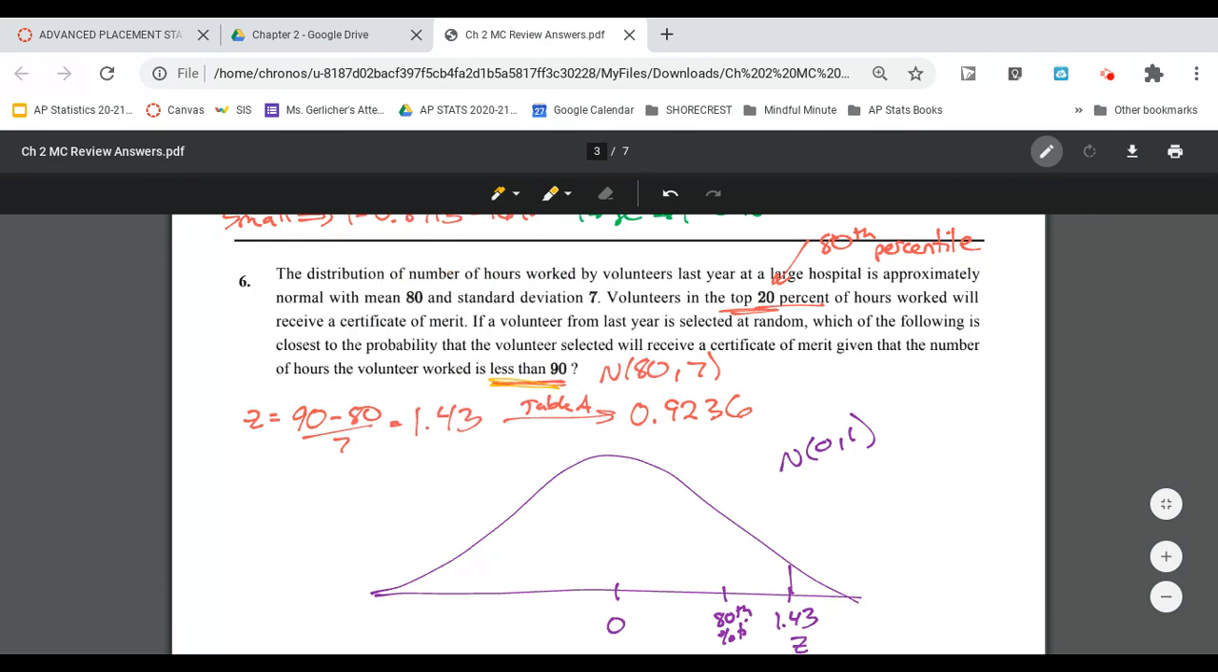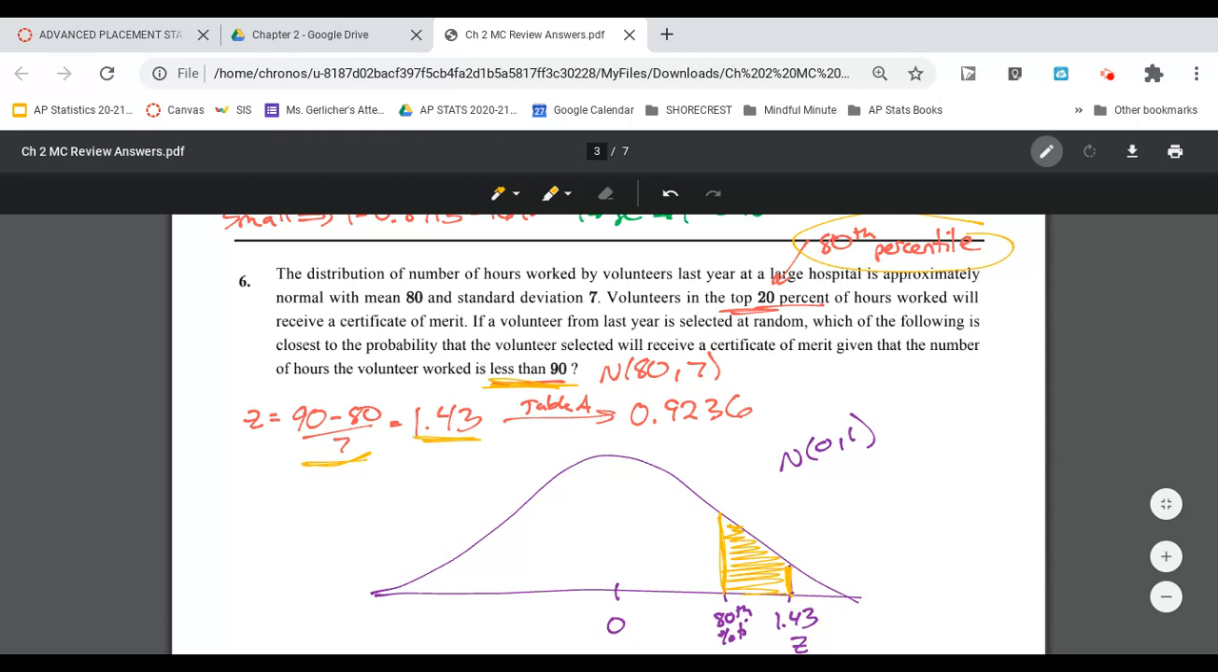was I tackled this less than 90 bit, and I turned it into a z-score to figure out where that is. And it ended up being, I just guesstimated on the picture, right there-ish. And then they also wanted us to compare to the 80th percentile, and that ends up being right here-ish. Okay, so we are interested in the percent of data that's here in between. So they are above the 80th percentile, and therefore they can get the certificate of merit, but they've also worked less than 90 hours. So we need to find that percentage in there.